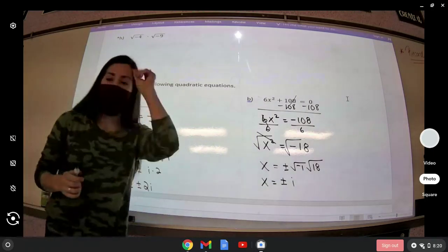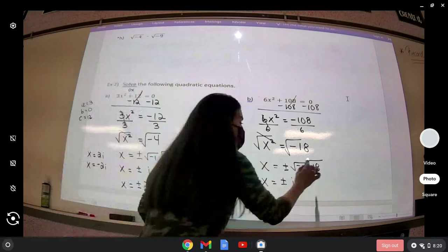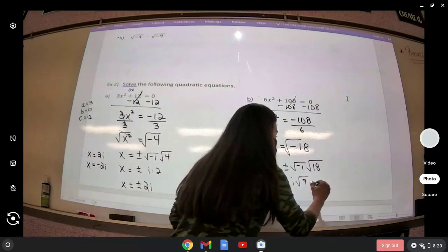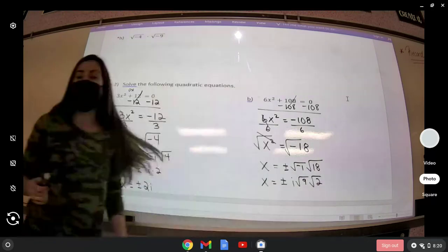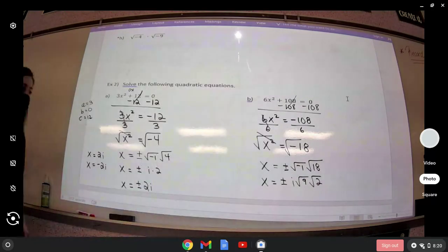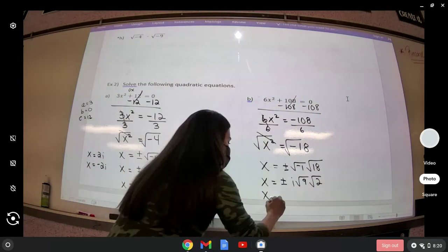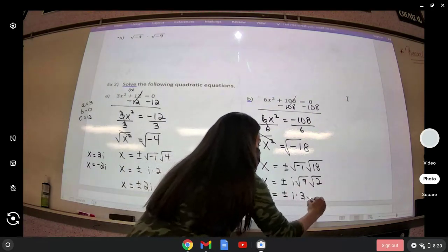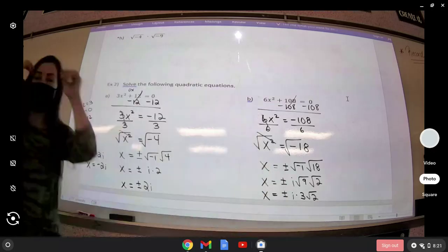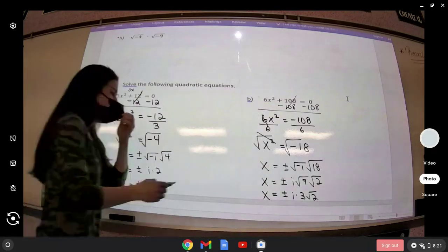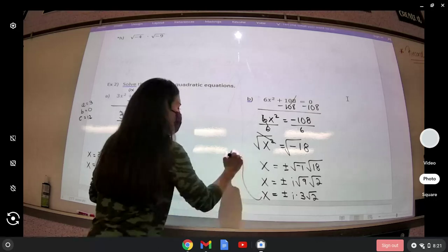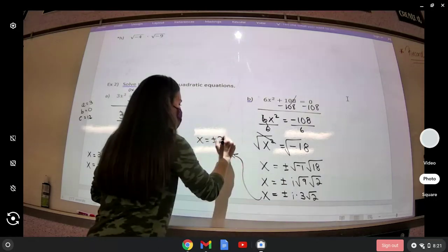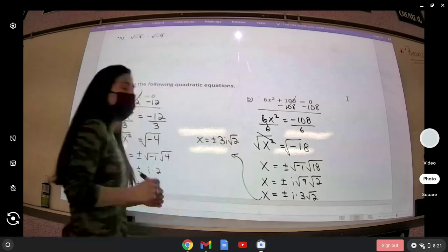The square root of 18, I can't take its square root, but I can simplify it because 9 divides evenly into it. So I can break it up into the square root of 9 times the square root of 2. And then x will equal plus or minus i times 3 times the square root of 2. And then we just fix up that order. So x will equal plus or minus i times 3, which is 3i, times the square root of 2.